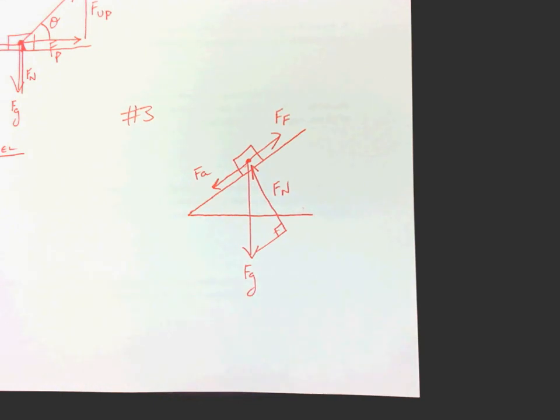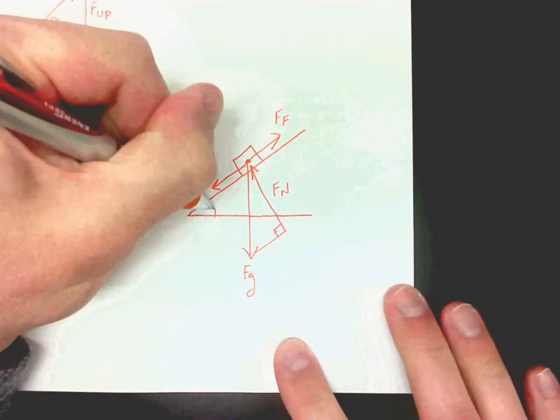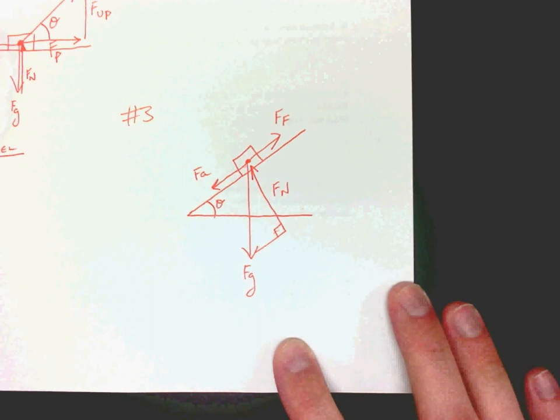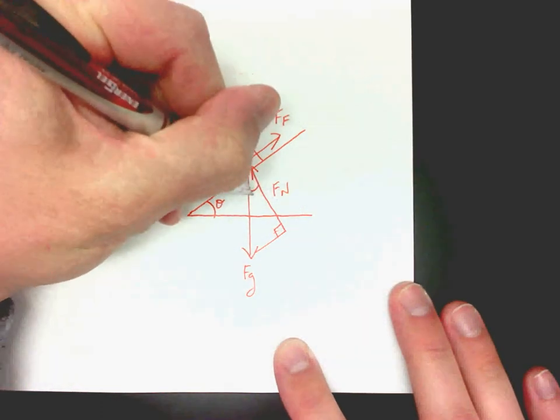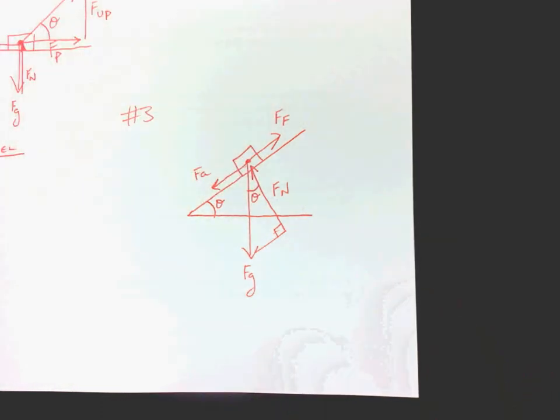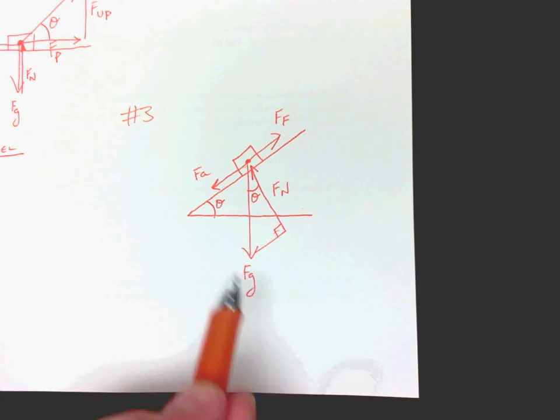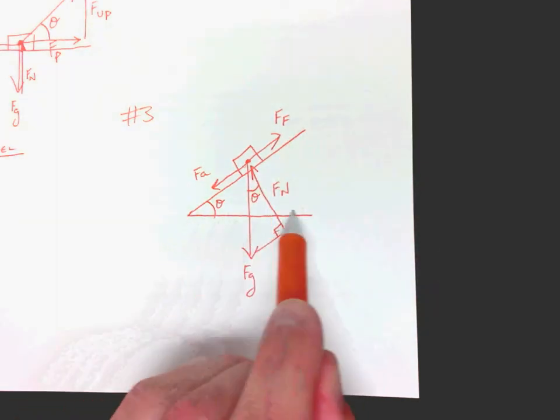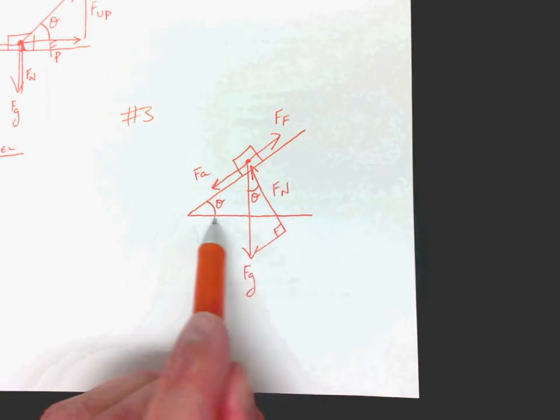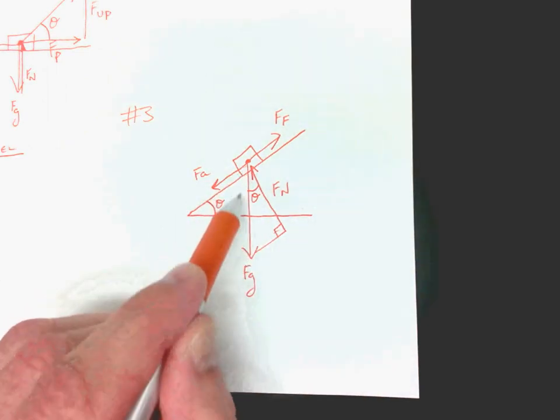In terms of solving some of these things out, I'm going to label this angle here, the angle of the hill, and then I'm going to label this angle right here. There are some geometry theorems that basically prove that this triangle that is the hill, the big one here, and this triangle that we drew in with Fg and Fn are similar triangles.